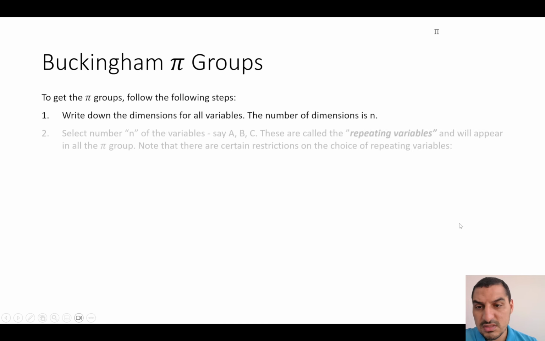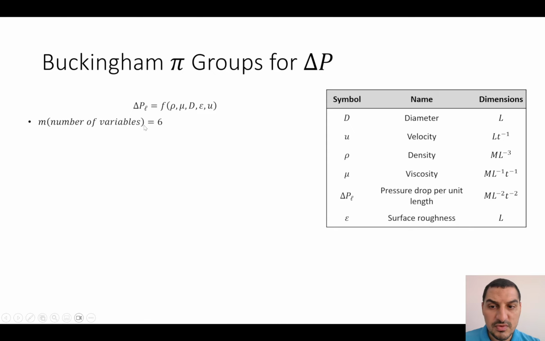So this is the number of variables here is 6. These are the 6 variables. And if we check the number of dimensions, we have L, T, M. That's it. We don't have anything else. So we have 3 dimensions.